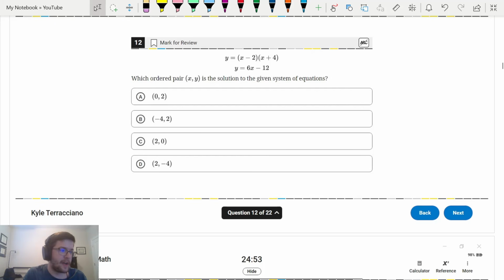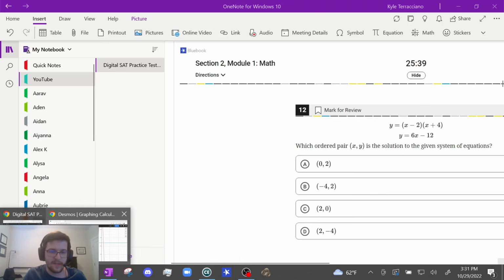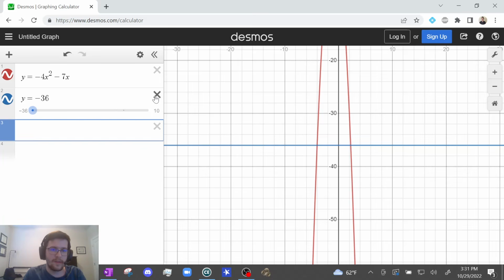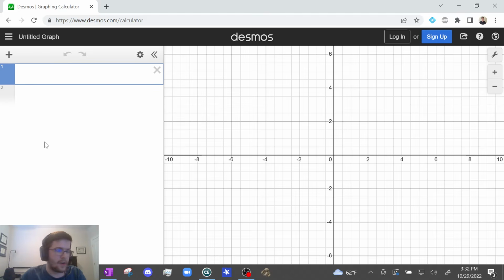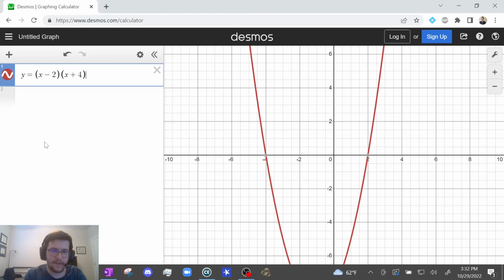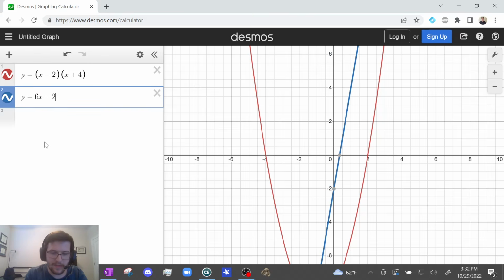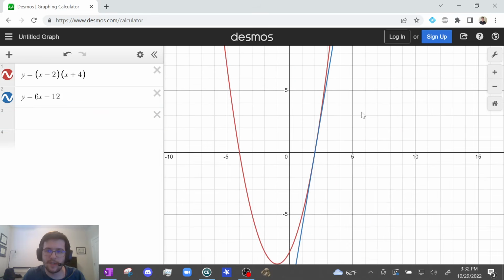All right, this one, oh my God, this is the epitome of Desmos is king here. Any systems of equations question, you can just type in on Desmos. So let's do that. Let me clear all this. I'm going to just refresh. So y equals x minus 2, x plus 4, and y equals 6x minus 12. What's the solution to the system?